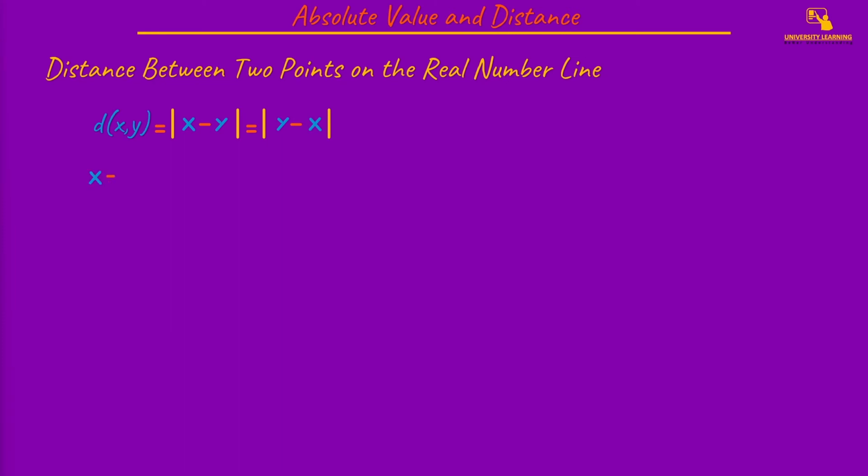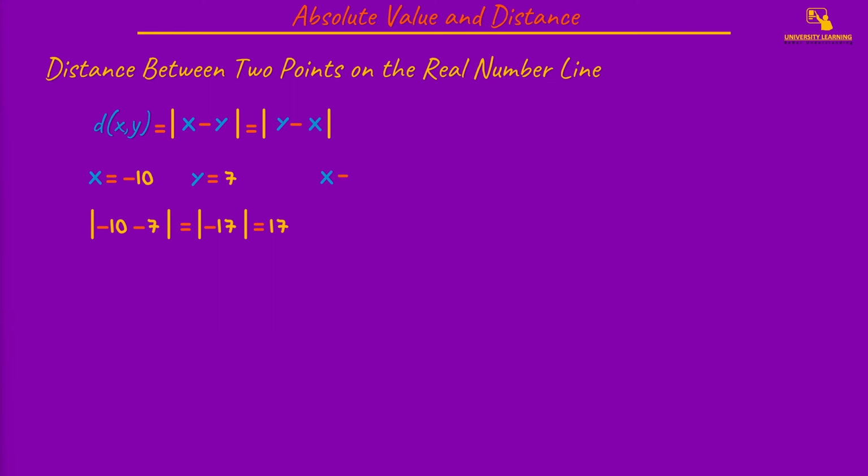Let's say that x is equal to negative 10 and y is equal to 7. So we want to calculate the distance between these two numbers. We will have the absolute value of x, which is negative 10, minus y, which is 7. The minus here is from the original rule. So this will be equal to the absolute value of negative 17, which is equal to 17.